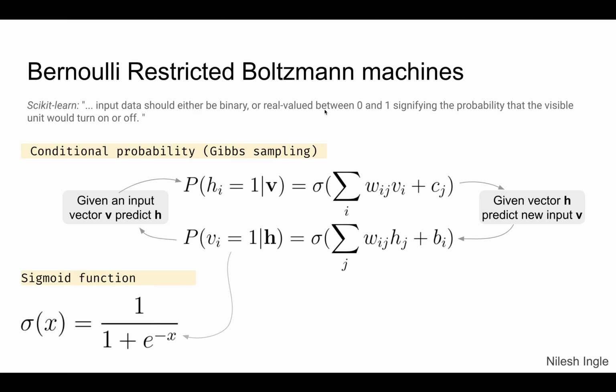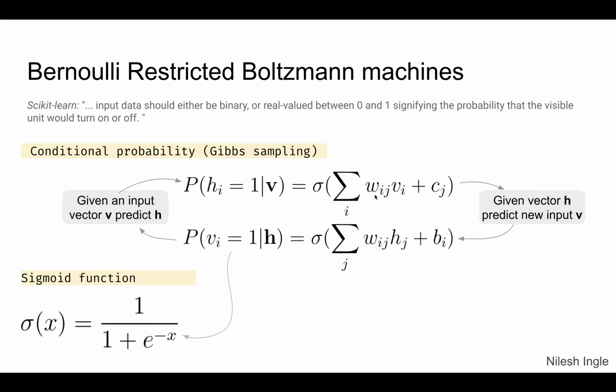We are not going into detail of how Gibbs sampling works, but here is the relation. Basically, we have the input vector V. We use that to predict H, so probability of H given V, and that is calculated by this sigmoid function, where sigma of x is given by 1 divided by 1 plus e to the power minus x. So this x here would be the value that's in the bracket.